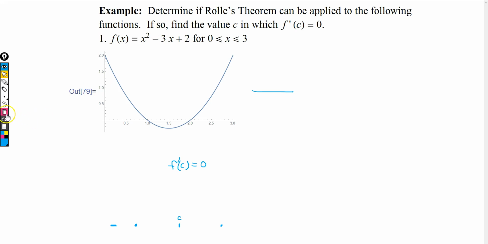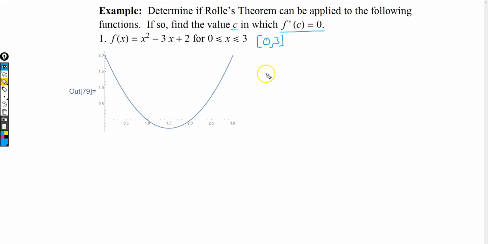Let's look at a few examples. So we're going to have a sequence of examples here, and we want to determine if Rolle's theorem can be applied to the following functions, and if so, we want to find the c value in which f prime of c is equal to 0. So let's look at this function first. We have f of x equals x squared minus 3x plus 2 for x between 0 and 3. So this is over the closed interval from 0 to 3.